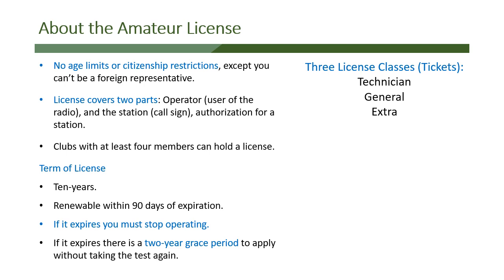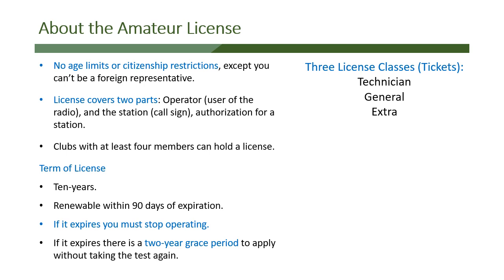And clubs with at least 4 members can hold a license. That's why many repeaters that we see in this area or other areas around the country are owned by clubs, and they use their club call sign. For example, the Mike and Key Club here in Western Washington has a series of repeaters, and their license is K7LED. The term of a license is 10 years.